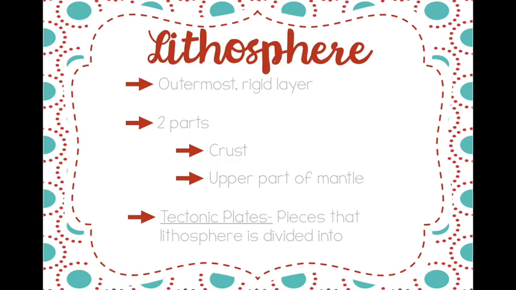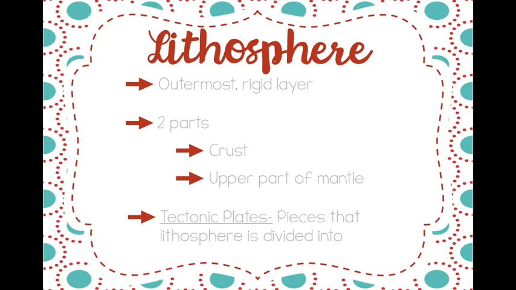The lithosphere is the first physical layer of Earth. It's the outermost physical layer, and it's the rigid layer. There's 2 parts to the lithosphere. There's the crust and the upper part of the mantle. It's not the entire mantle, just the upper part.